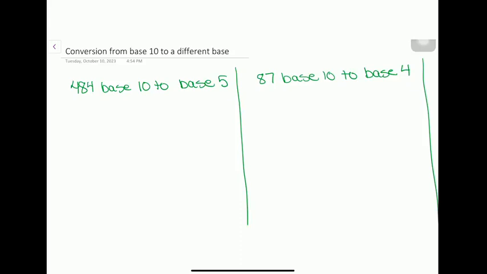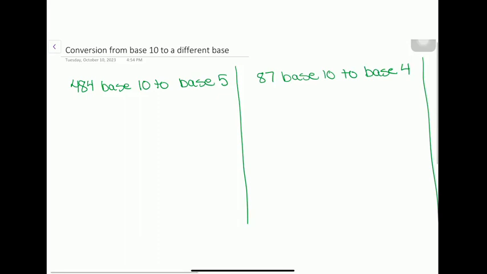All right, so now let's convert from a base 10 number to a different base. Let's start with 484 base 10 to base 5. So we have 484. If you like the candy factory analogy, you can say 484 candies, and how are we going to put them in base 5 boxes or B5 boxes?